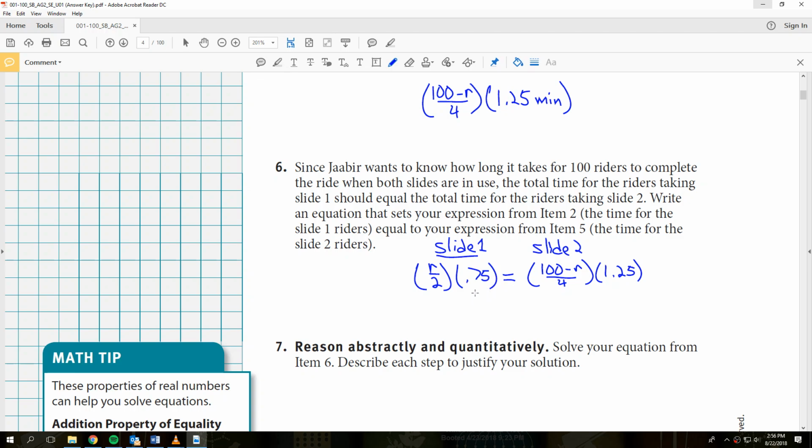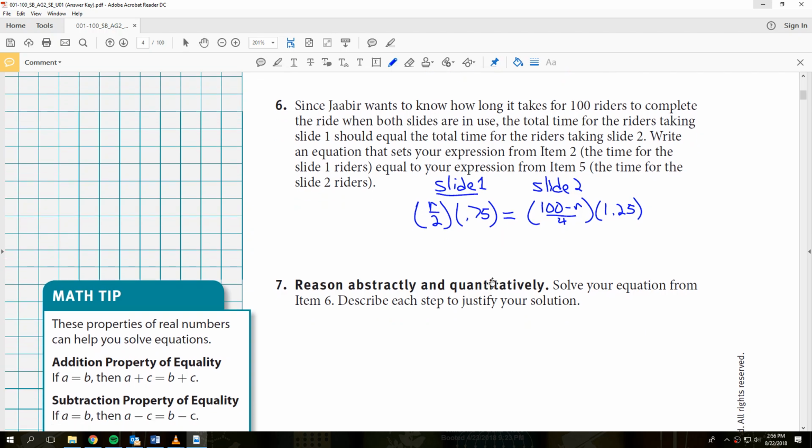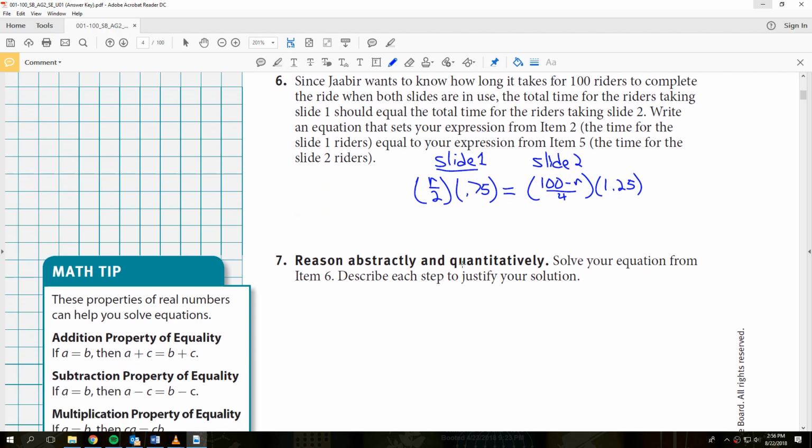All right, so here's our equation. Notice we have one equation, one variable. Slightly complicated, but still, nevertheless, one equation, one variable. And so number 7 is going to ask us to solve that equation, okay? And remember, we're solving for R. And let's just remember that R represents the number of people in line that are going to take slide 1. That's what it represents. So we're going to go ahead and solve for that.